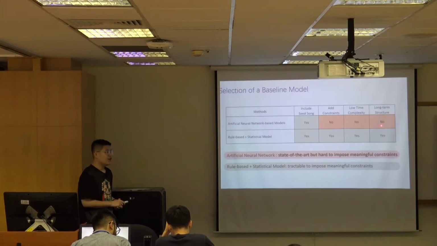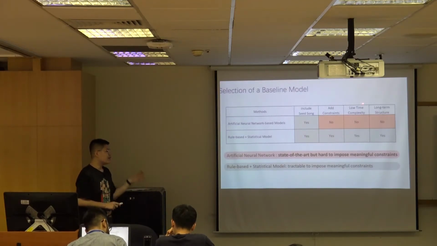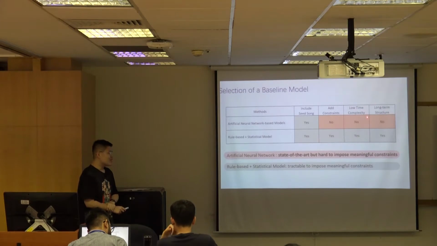And even if we use LSTM or an attention mechanism in the neural network, a song usually lasts for 3 minutes or even longer. So the long-term structures in the neural network may not be long enough to generate music for RAS.